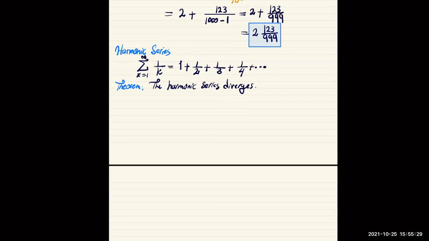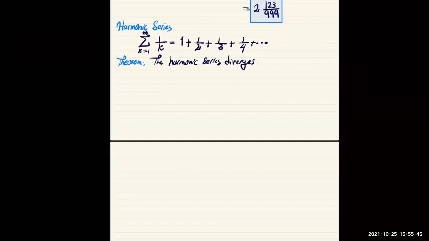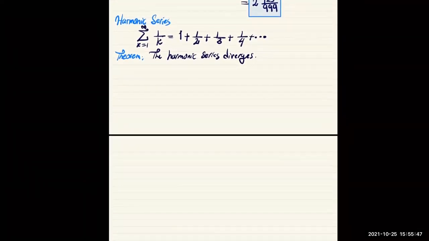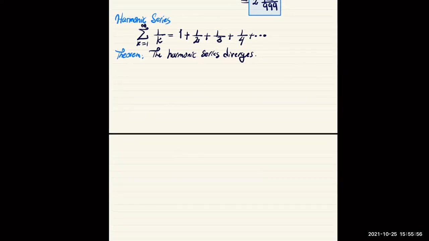So no empirical evidence, but someone actually came up with the proof of this theorem without doing integrals, without adding terms. What they did was really, really clever. They took the series and grouped the terms. They did it this way. Let me show you.